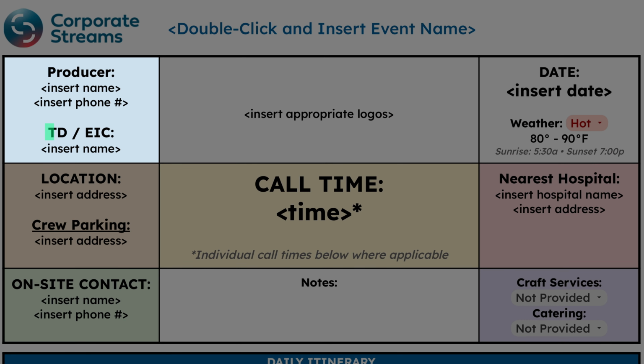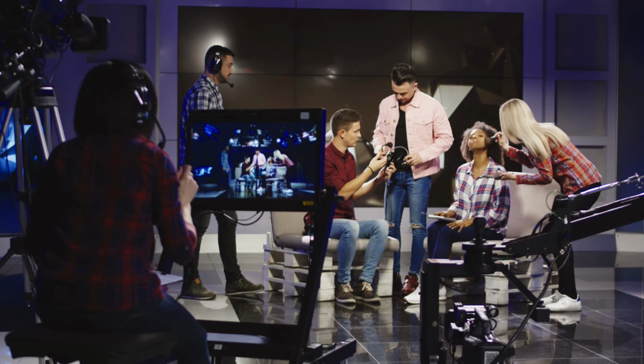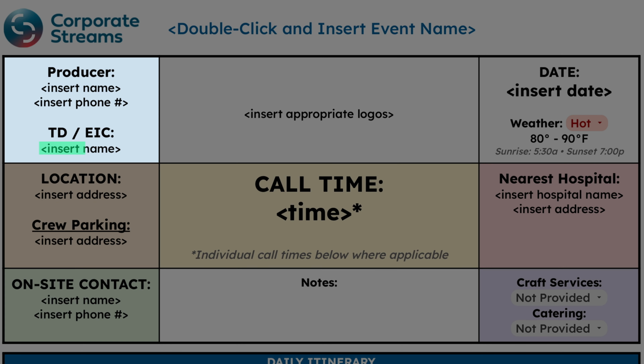Just below that is the TD or the EIC. Now, a technical director or an engineer in charge usually pertains to live show environments. This is something that we've added to the call sheet, and this might need to be replaced with an assistant director or another person who has a wide range of knowledge relating to your show. So feel free to replace that with the proper title as needed, or you can insert somebody's name just below that as well.